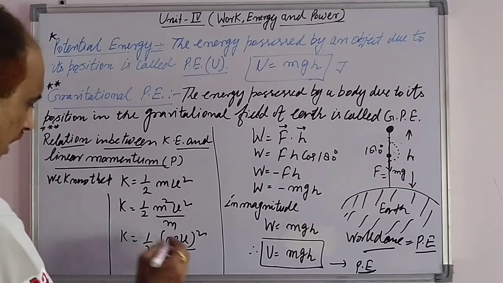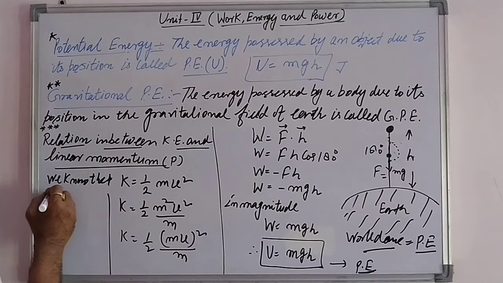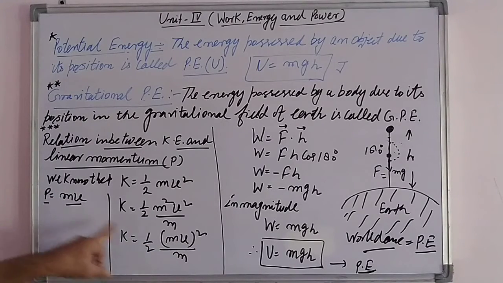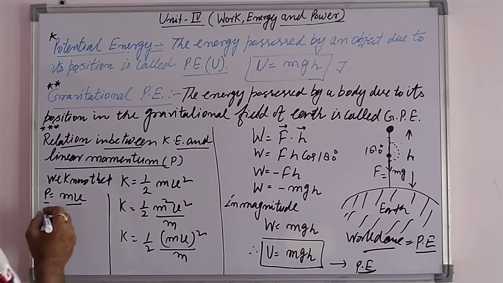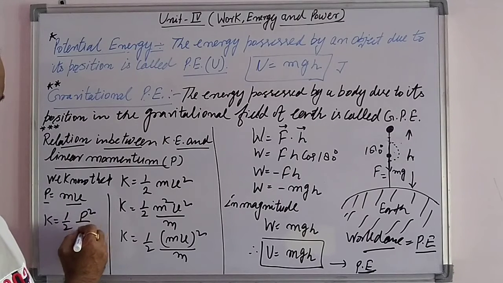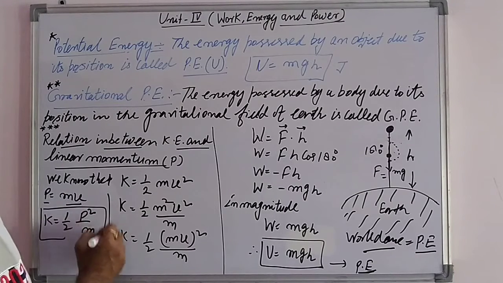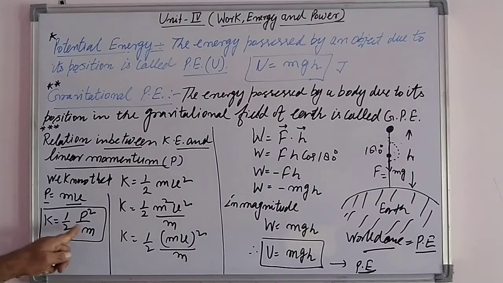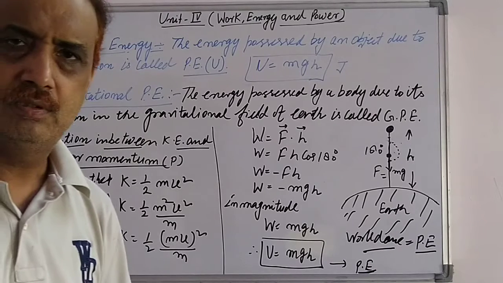And we know that m into v is always equal to p, that is the linear momentum of the body. This mv is replaced by p, so the kinetic energy will be equal to 1 by 2 p square upon m. So this is the relation between kinetic energy and linear momentum, that is K equal to 1 by 2 p square upon m. So this is the expression between K and p, and it can be used to find out some numerical problems.